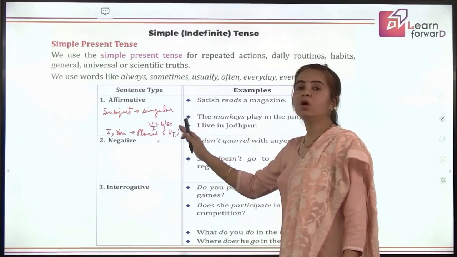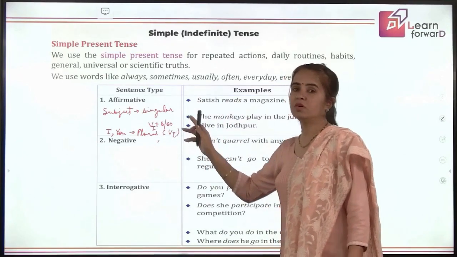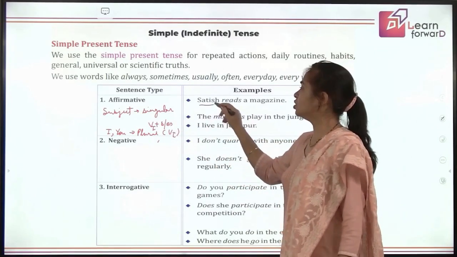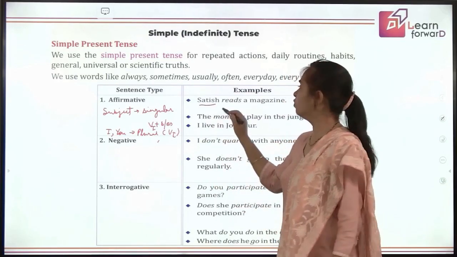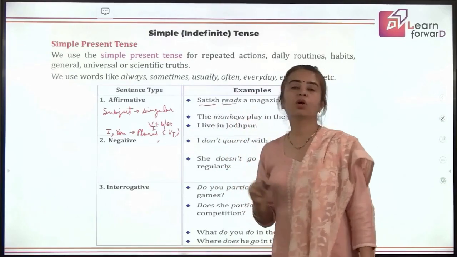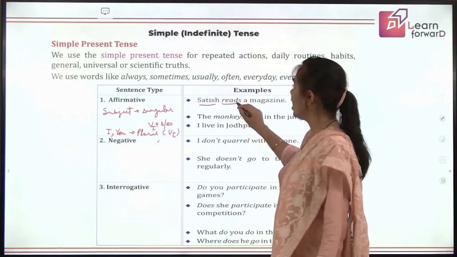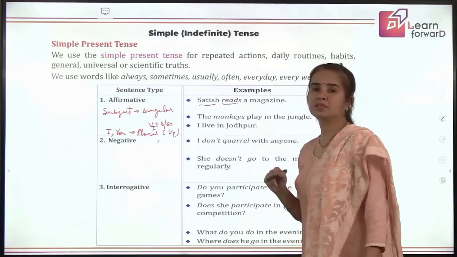Now, when we are talking about the formation, I said we use s or es with the verb when the subject is singular. So, let's see an example. Satish. Do you think it is a singular subject? Yes, of course. So, what is the verb we are talking about? We are talking about read. So, this being singular, we have added s here. It becomes, Satish reads a magazine.